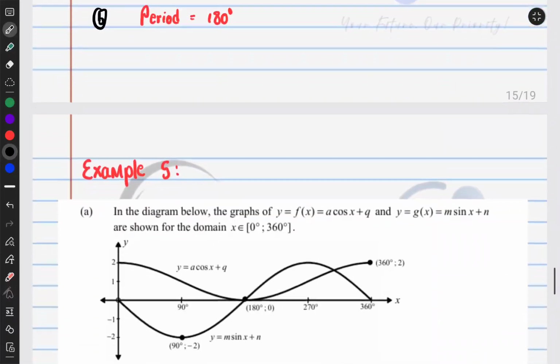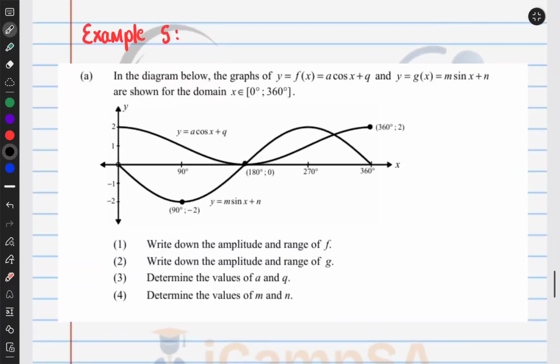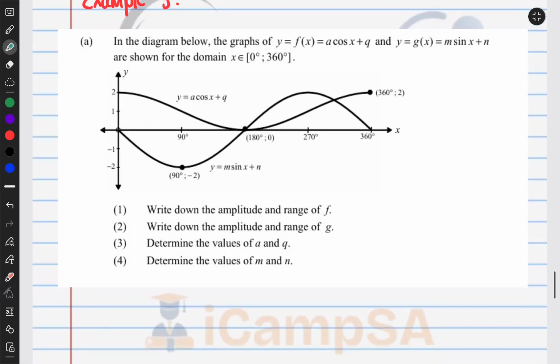Okay, then next let's do example number 5. In the diagram below, the graphs of y = f(x) = a cos x + q. It's a cosine function. You can already see that this is the cosine function because of the shape. And then we have the graph of y = m sin x + n. The sine function is this one here. That's the sine function as shown for the domain x is an element of 0 to 360 degrees.